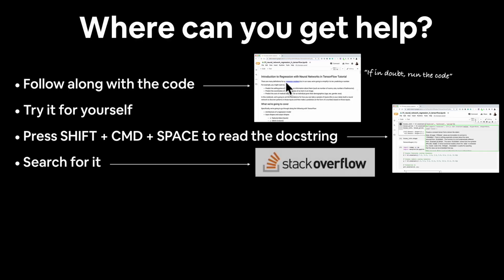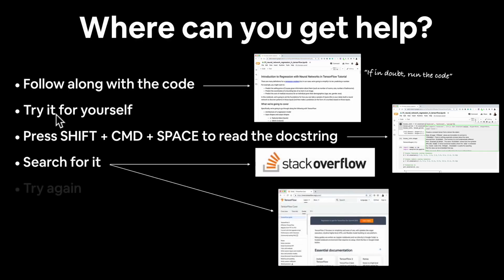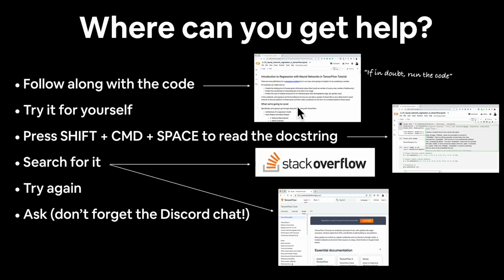If I'm going too fast, that's all right. Slow the video down, then try it for yourself. If I'm going too slow, you can speed the video up and beat me. If we're writing TensorFlow code, don't forget in Google Colab, you can press Shift Command Space to read the docstring. That will get you a little bit of information about any of the functions that we're running. And then, if the docstring doesn't have that great of an explanation, remember, most docstrings in TensorFlow have examples of different code, so try it for yourself.